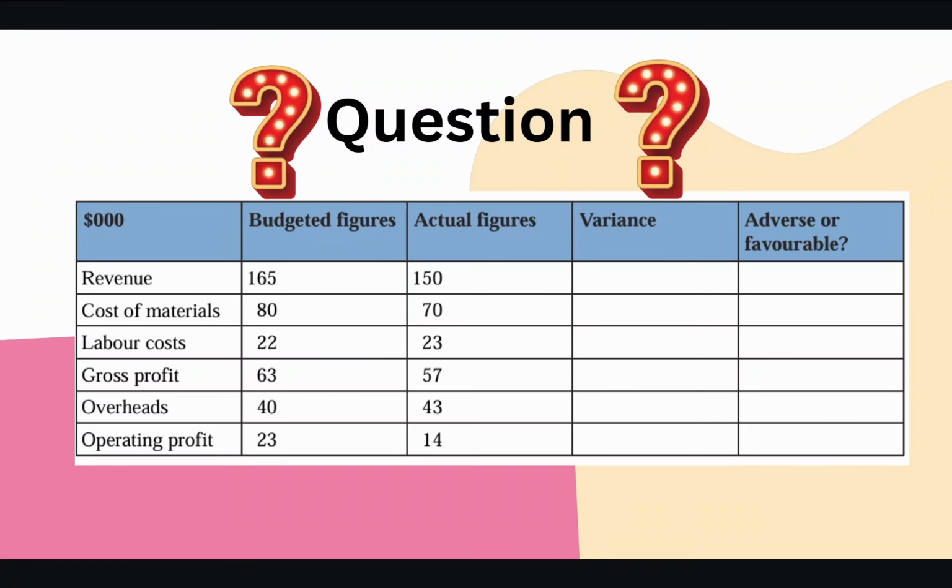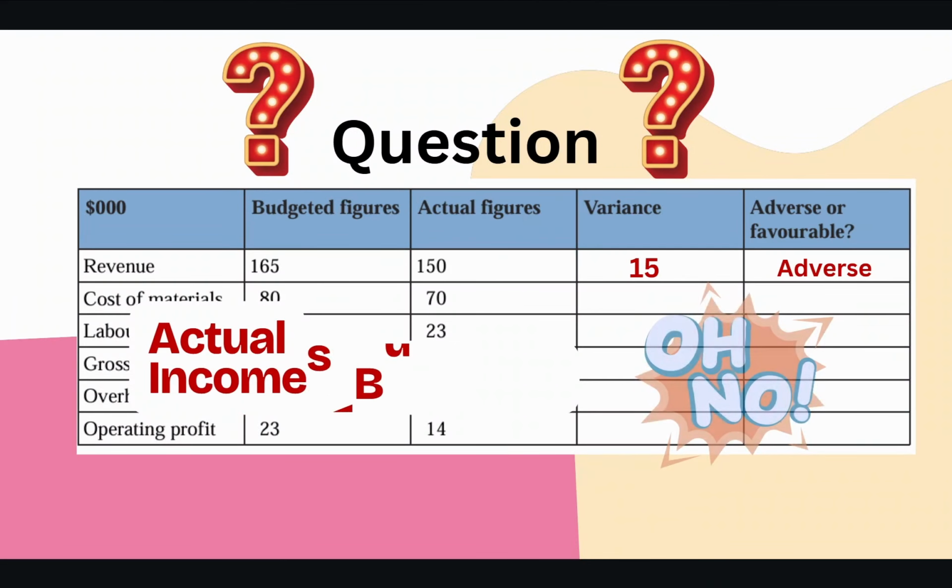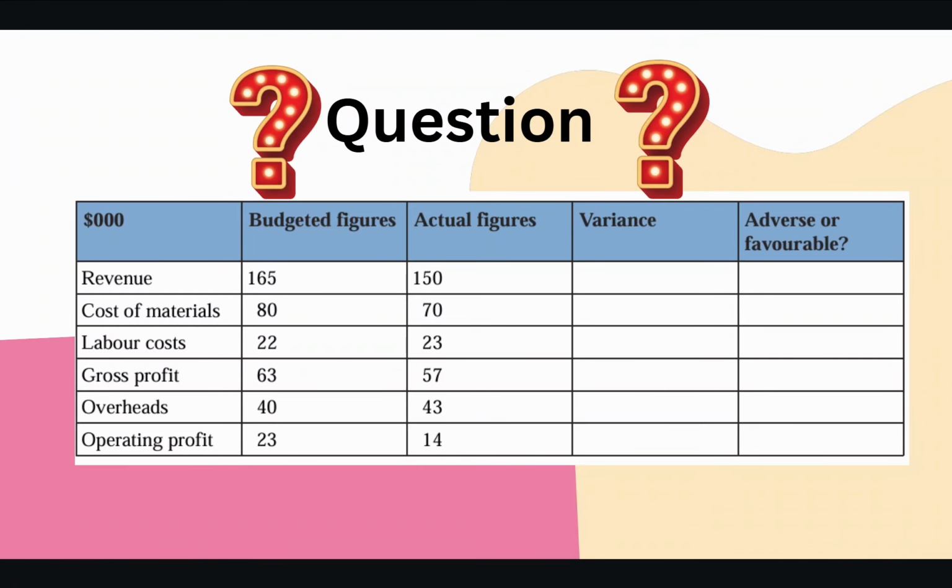Let's look at a question. I'll guide you through this. In this question, we want to find the variance, the difference, and we have to say if it's adverse or favorable. For revenue, the difference between the 165 and the 150,000 is a variance of 15,000. So this is adverse because my actual incomes are less than the budgeted. Let's look at the next one.